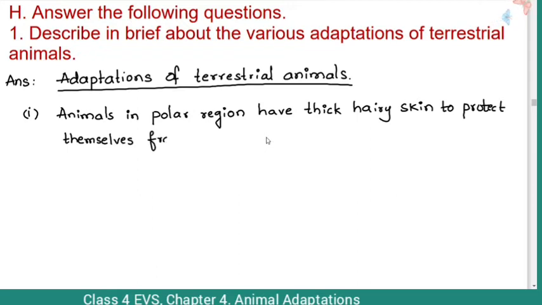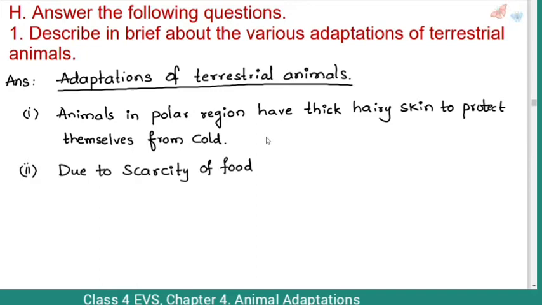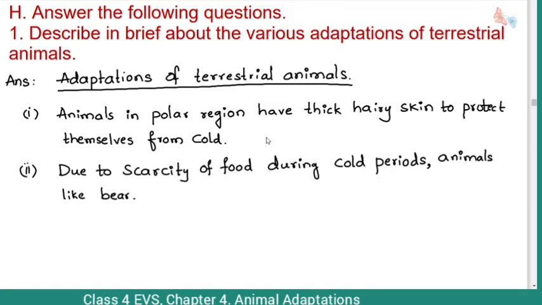Now second adaptation of terrestrial animals is, due to scarcity of food during cold periods, animals like bear, frog and snake hibernate.